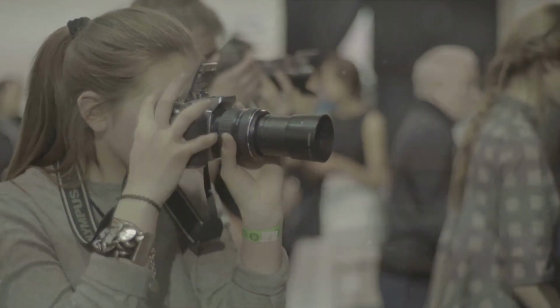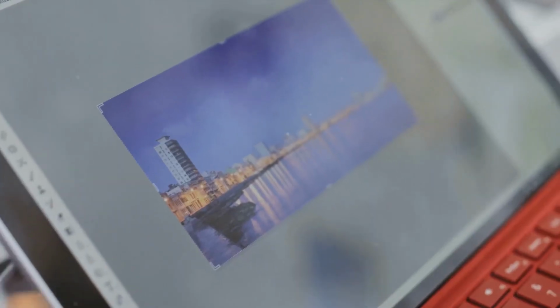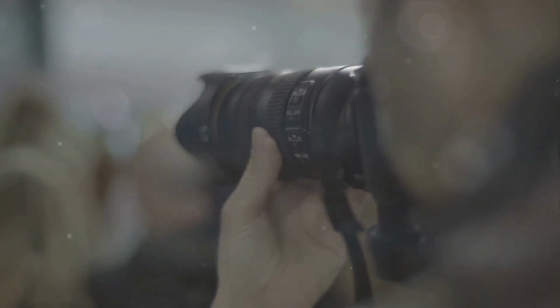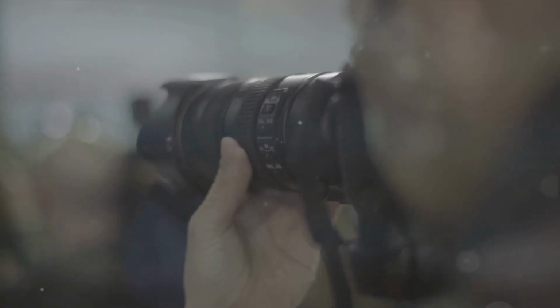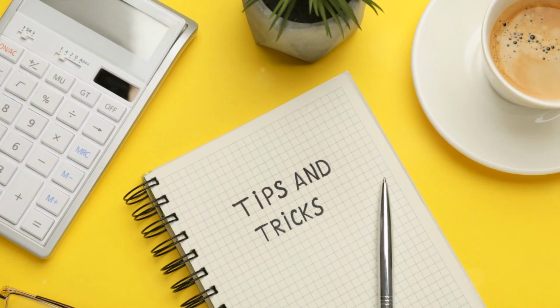Keep in mind, the rules of composition are merely signposts, not concrete walls. It's your creativity and your unique style that truly gives your photography its distinct flavor. So come on, get moving, and paint the world with your lens.